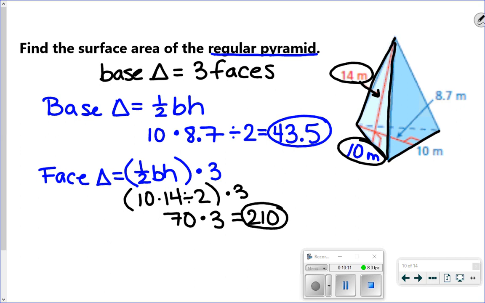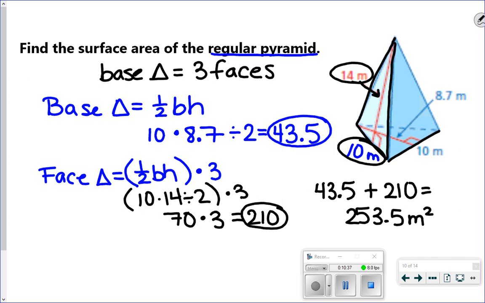So now I'm ready to add everything together. I'm going to do that over here to the side. So 43 and a half, that's the base, plus 210, those are all my face triangles together. Okay, and then when I add those values together, I get 253.5, and then that's going to be meters squared. Area and surface area are always in square units. So 253 and a half meters squared. That's my answer.